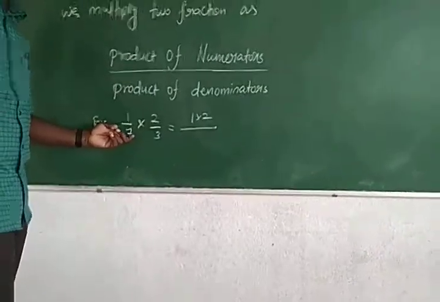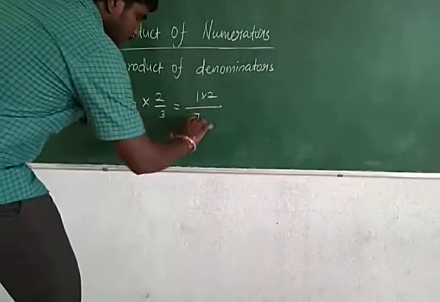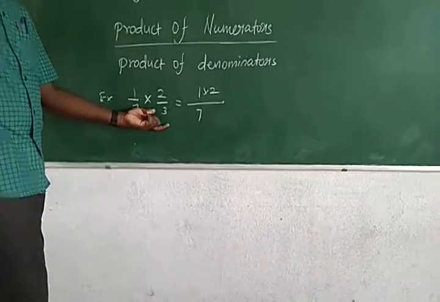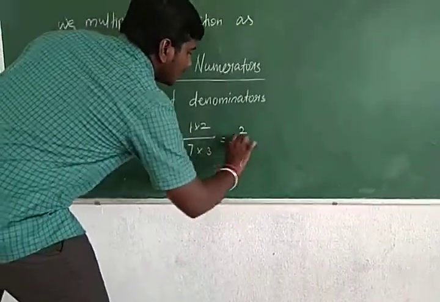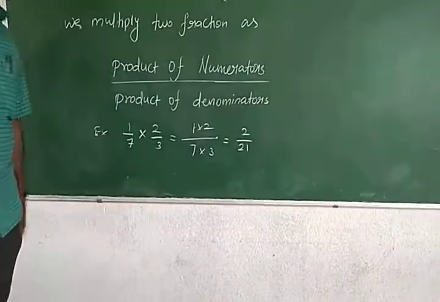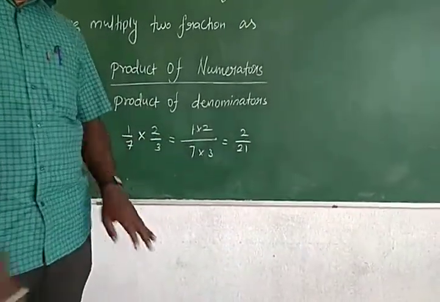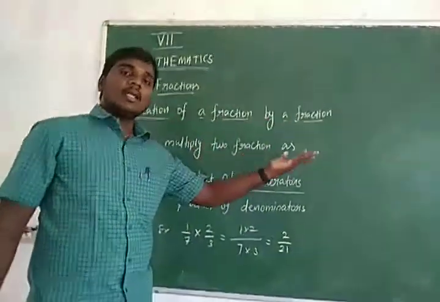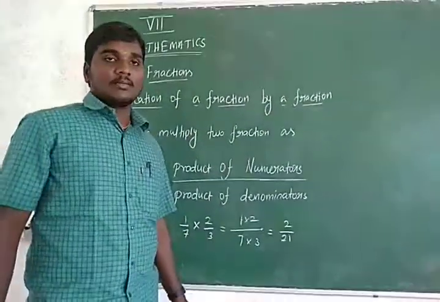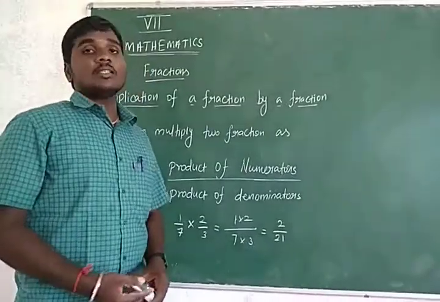What is the denominator of this fraction? 7. What is the denominator of this fraction? 3. 7 into 3. 1 2 is 2. 7 3s are 21. That's all. Very easy. Product of numerators divided by product of denominators. Right. Now we can see some more examples.